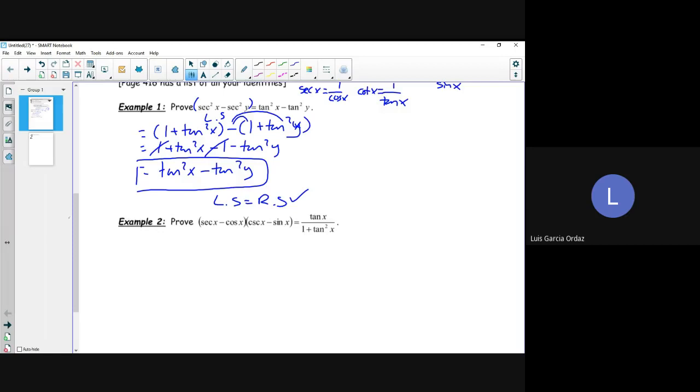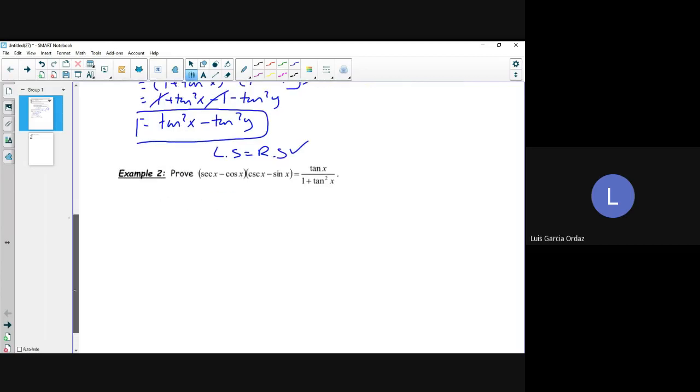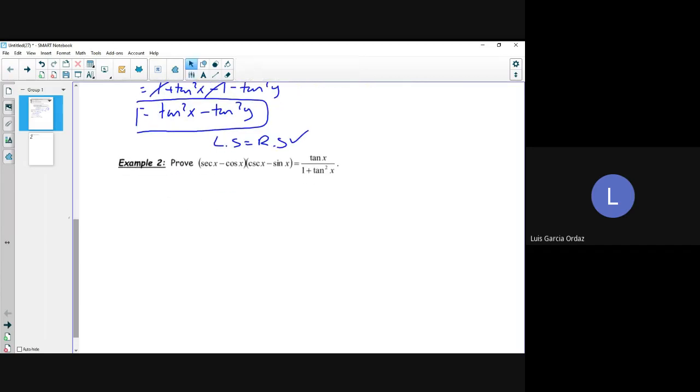Okay, perfect. So now let's move on to our second example. Remember, we're not doing anything complicated. We're just basically finding identities that are equivalent to each other so that we make our lives easier to solve for the identity. So the next example we have is prove that secant x minus cos x times cosecant x minus sine x is equal to tan x over 1 plus tan squared x.